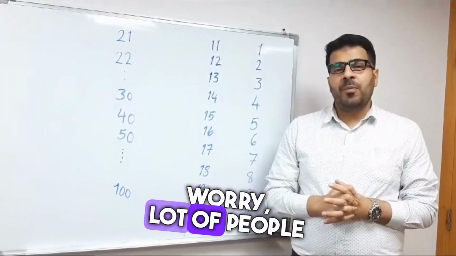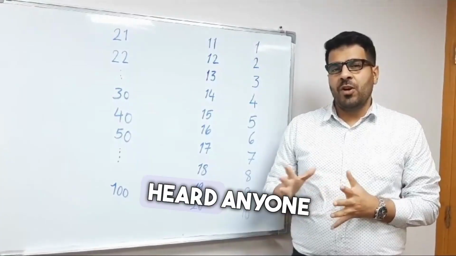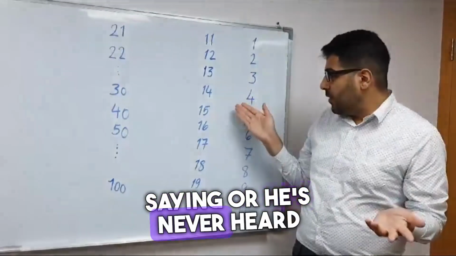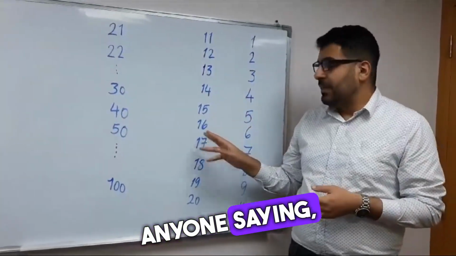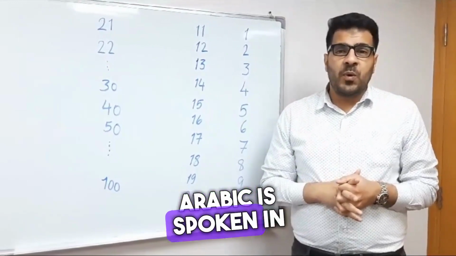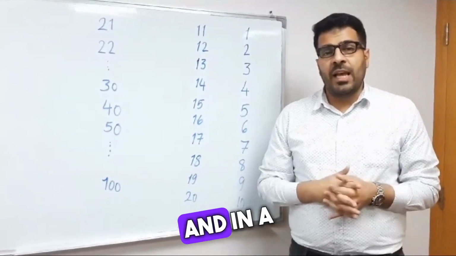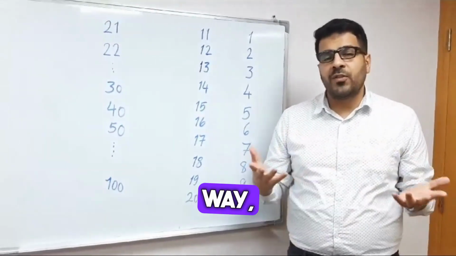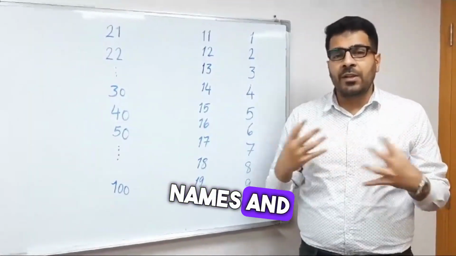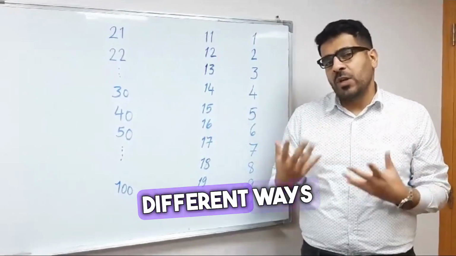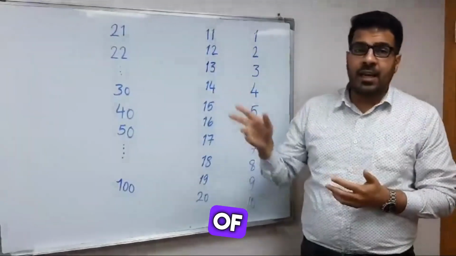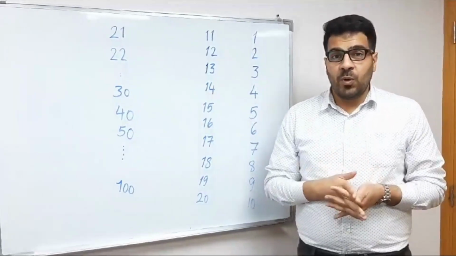So don't worry. A lot of people may say that we've never heard anyone say أحد عشر when saying 11, or never heard anyone saying ستة عشر. Well, actually, the reason is Arabic is spoken in dialects and in a colloquial way. So it might have different names and you might encounter different ways to pronounce it. For example, you might have heard instead of أحد عشر, 11 or 11.